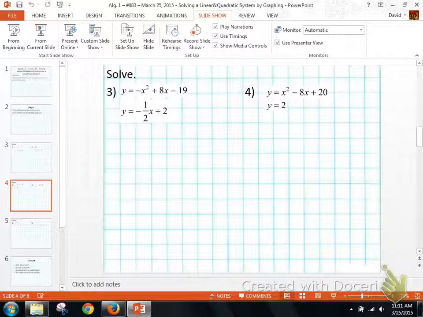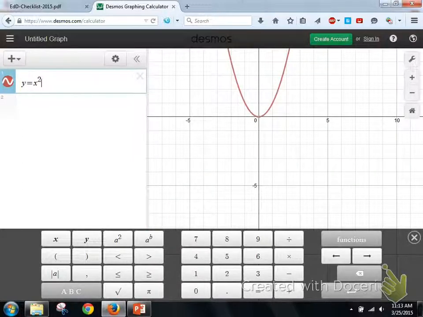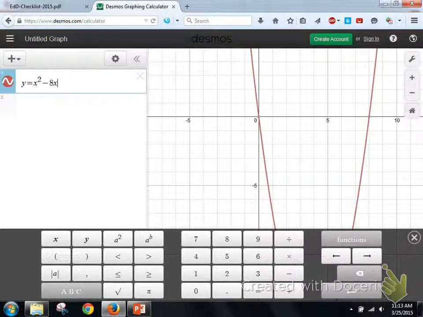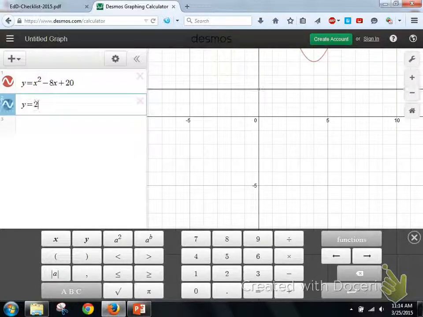A couple minutes to write it down. Make sure you delete the old ones. You could press X on the old example. Check with your neighbor, make sure you get it correct. Y is equal to x squared minus 8x plus 20. Where did my graph go? Oh, it's way up there. Okay, next one. It's y is equal to 2. Did it cross at all? No, it didn't.